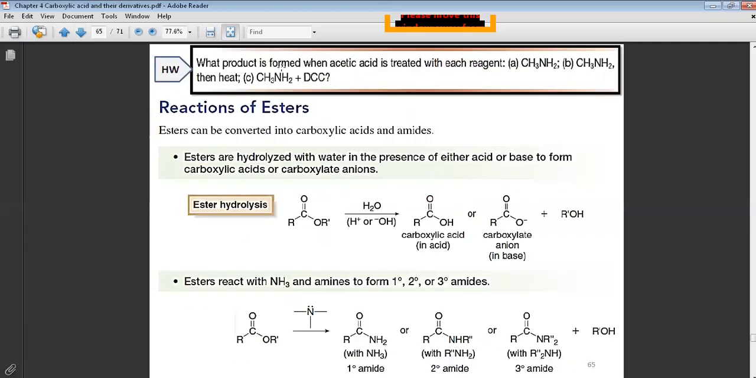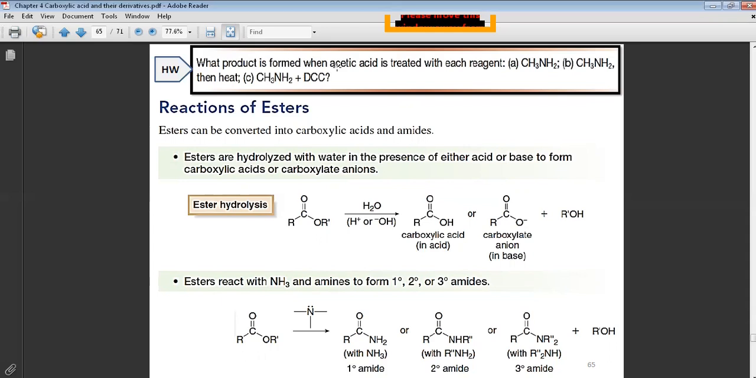What product is formed when acetic acid is treated with each reagent? Look, A, with the primary amine, and B, this also with the primary amine and then heating. And this, with the primary amine and DCC. I want you to draw the products.